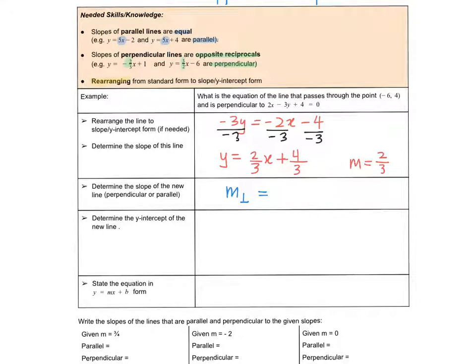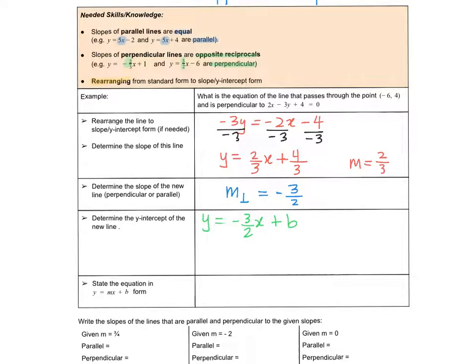And if you notice, I have written this little symbol that is upside down T. This represents perpendicular. So the slope of a perpendicular line in this case would be, we will take the reciprocal of 2 over 3, which is going to be 3 over 2, and opposite sign, so we make it negative. Now we must determine the y-intercept of the new line. So now our new line will be y equals negative 3 over 2x plus b.